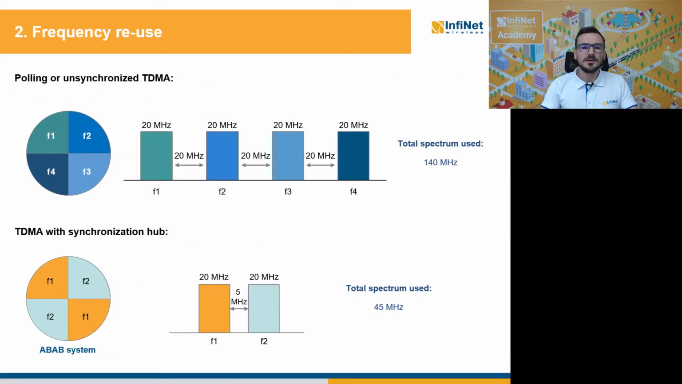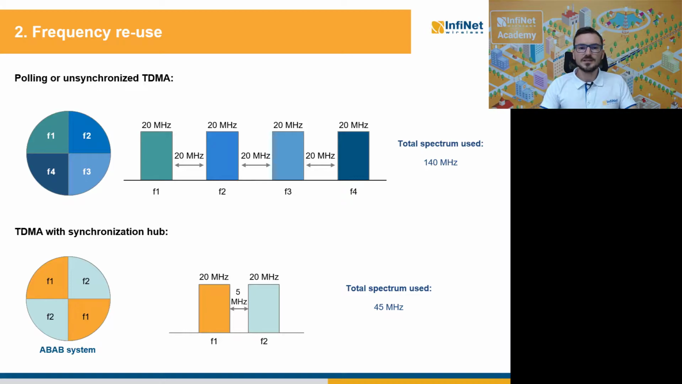When we compare the spectrum requirements for polling and unsynchronized TDMA with the ones for TDMA with the synchronization hub, we see that in the second case, only 2 frequency channels are required. So instead of 140 MHz, only 45 MHz are needed by implementing the so-called ABAB system. Now, what about the guard interval in case of synchronization? Why is there only a 5 MHz guard?